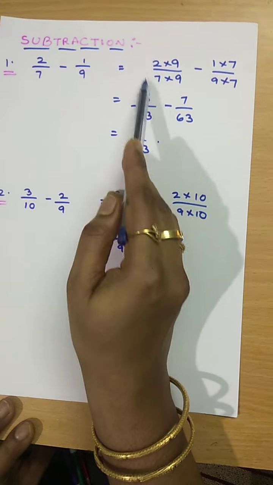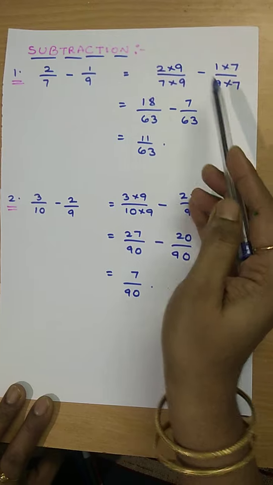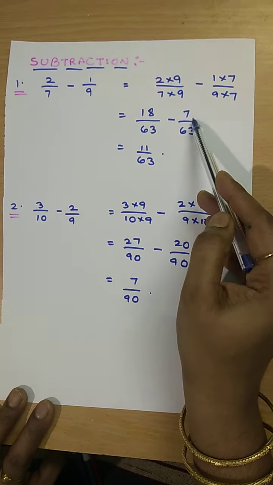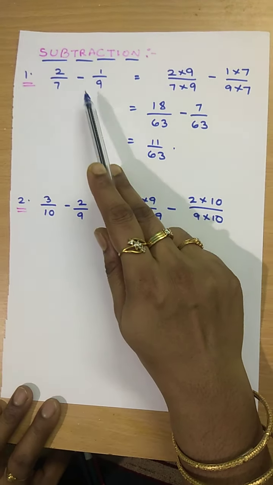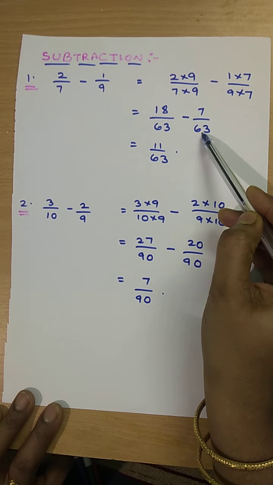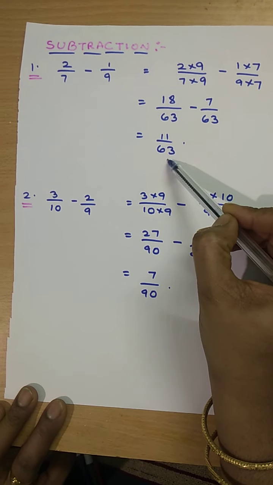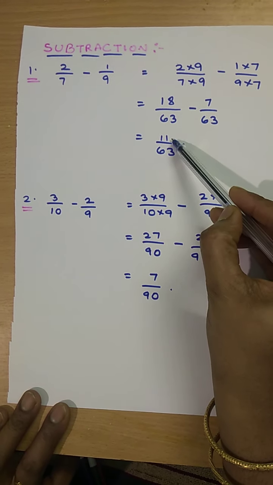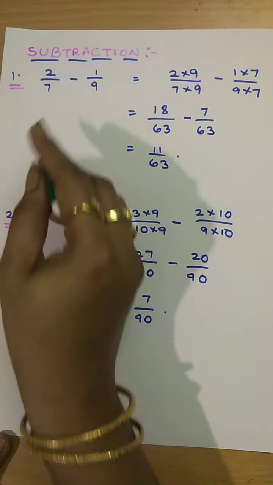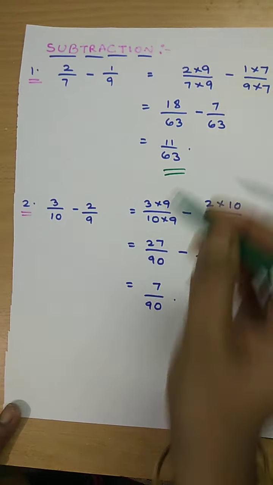Okay, 2 into 9 divided by 7 into 9, 1 into 7 divided by 9 into 7. 9 2s are 18, 9 7s are 63. 7 1s are 7, 9 7s are 63. I have changed the unlike fractions into like fractions because here both denominators are the same, so we can do the subtraction easily. Write 63 in the denominator and 18 minus 7, which is equal to 11. So 11 by 63. The answer of this subtraction, 2 by 7 minus 1 by 9, is 11 by 63.